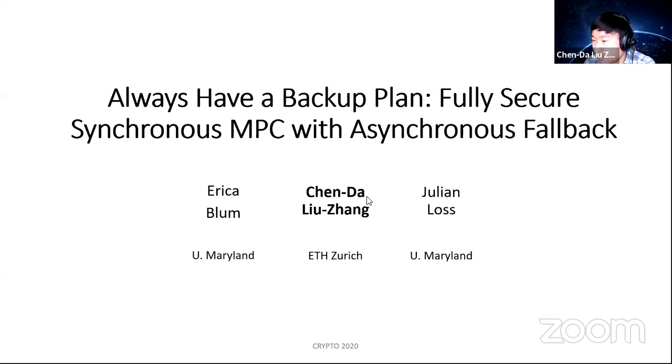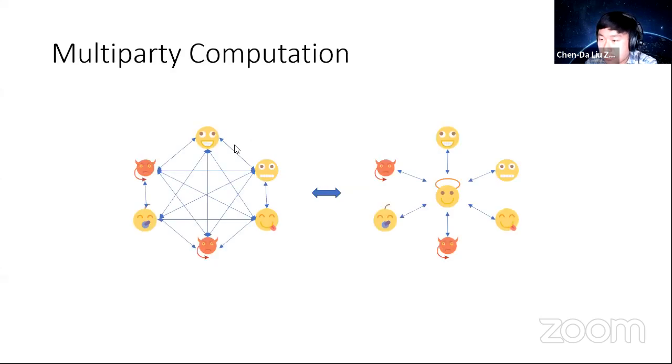My name is Chenda. I'm from ETH Zurich. I'm going to talk about, as you said, synchronous MPC with asynchronous fallback. This is joint work with Erika and Julian from the University of Maryland. So the setting is that of secure multi-party computation, where parties want to jointly compute a function over private inputs without revealing anything about the inputs, just as if they had a trusted party available.